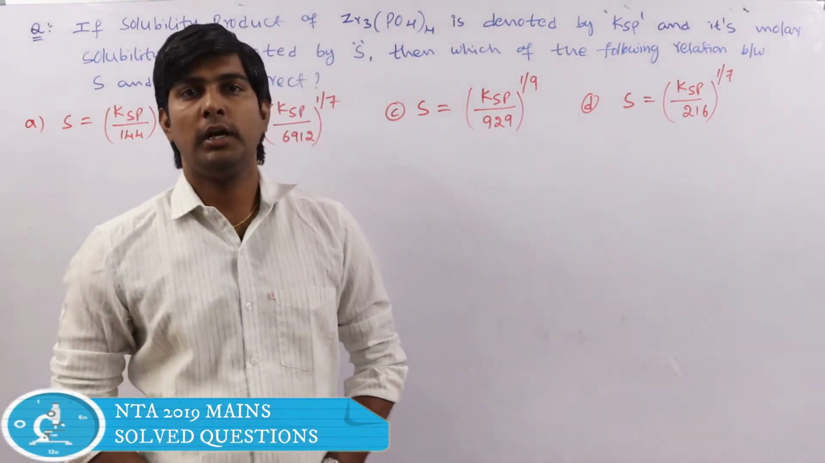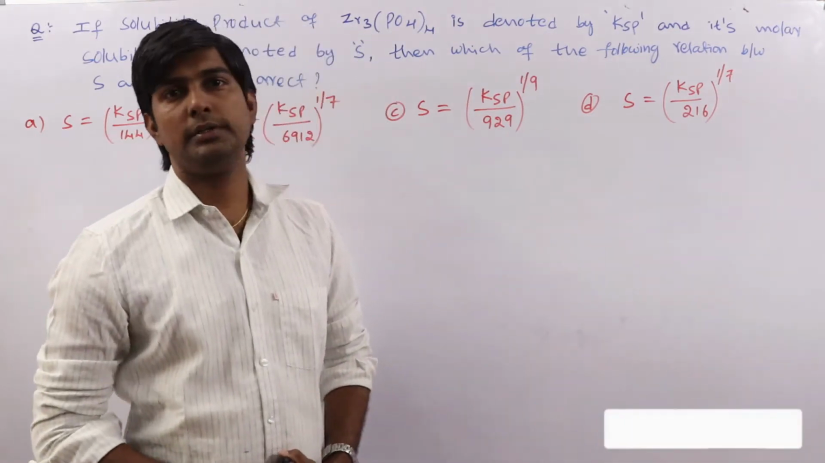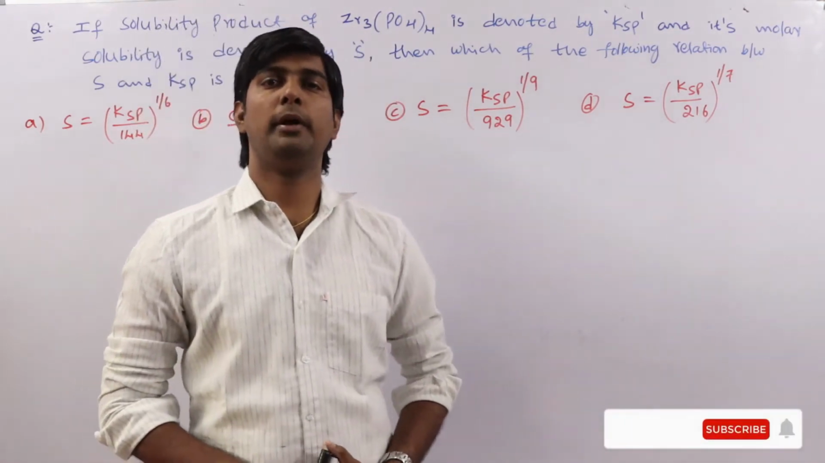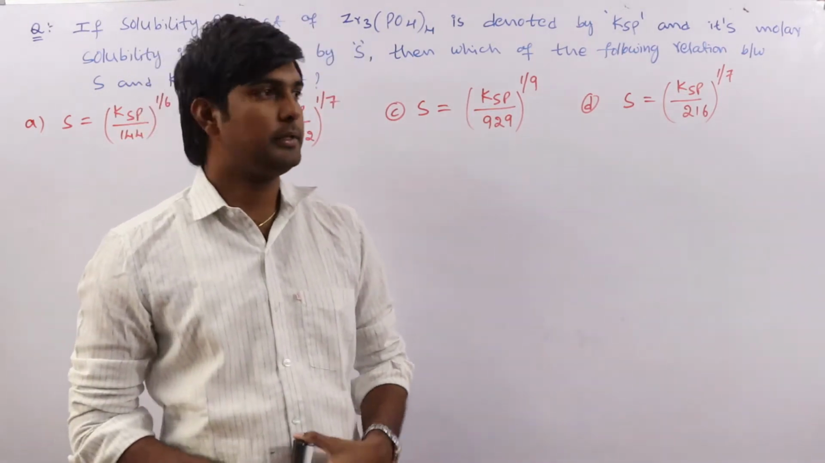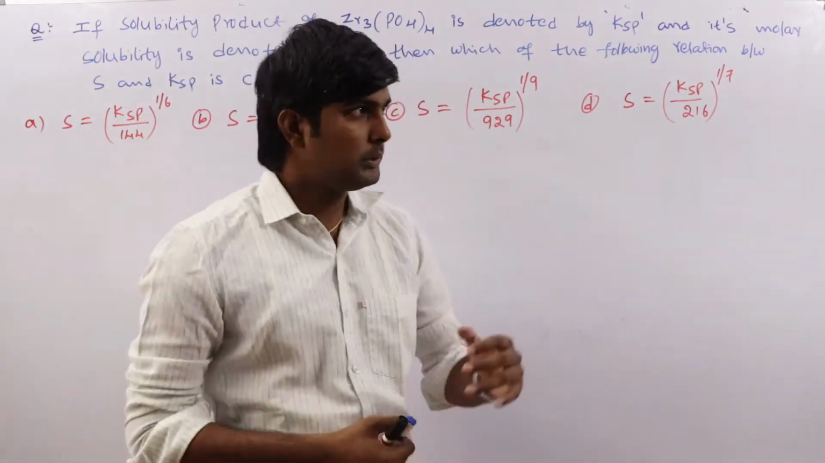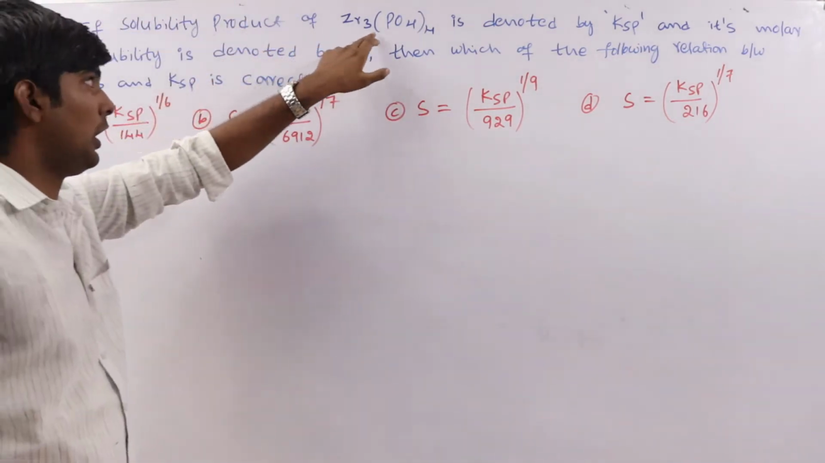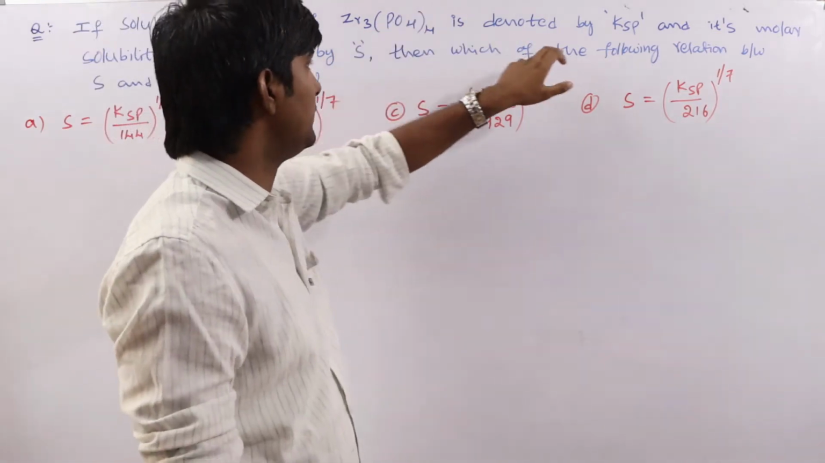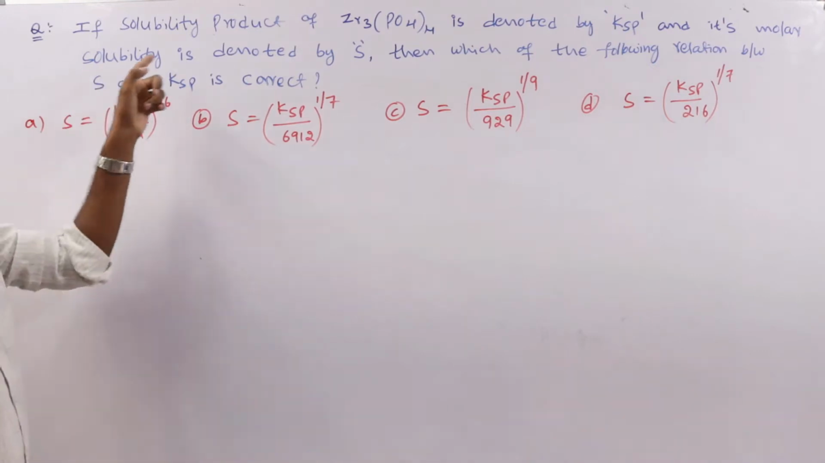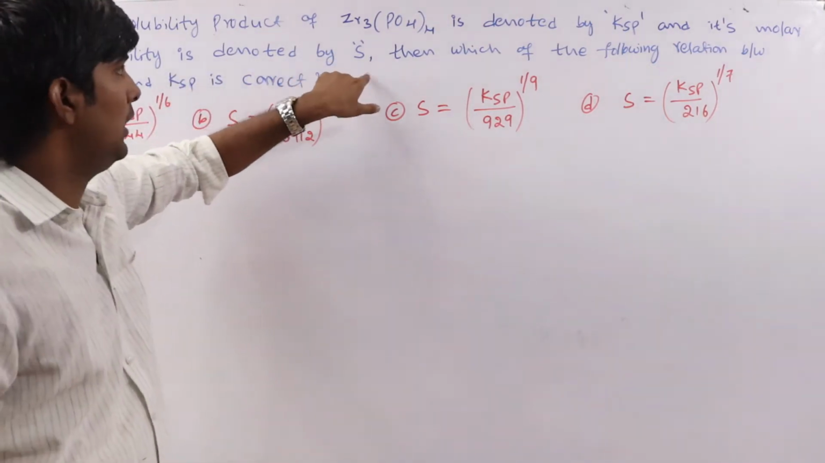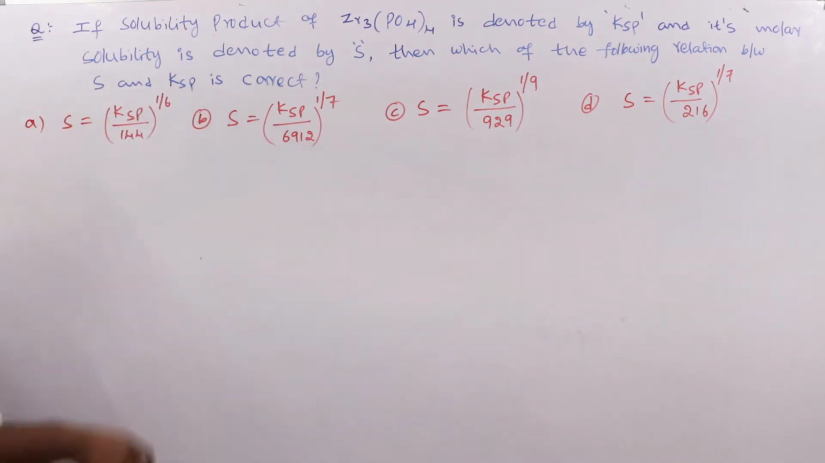In this lecture, we discuss NTA 2019 mains solved questions from the topic ionic equilibrium and acids bases. The first problem is: if the solubility product of zirconium phosphate is denoted by Ksp and its molar solubility is denoted by S, then which of the following relations between S and Ksp is correct?